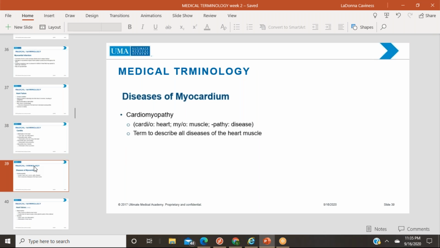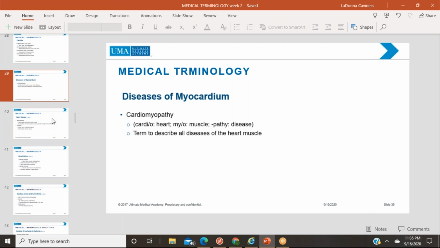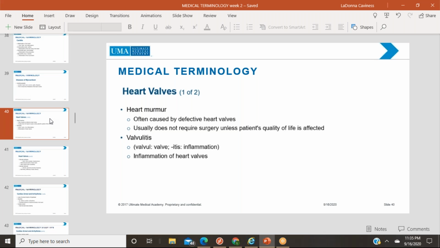Diseases of the myocardium. Cardiomyopathy. Cardio means heart, myo means muscle, and pathy means disease. A term to describe all diseases of the heart muscle.